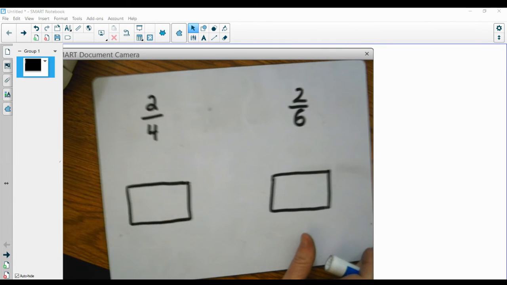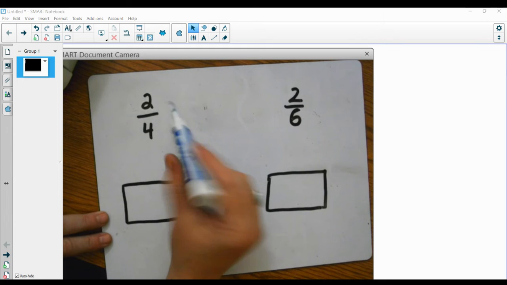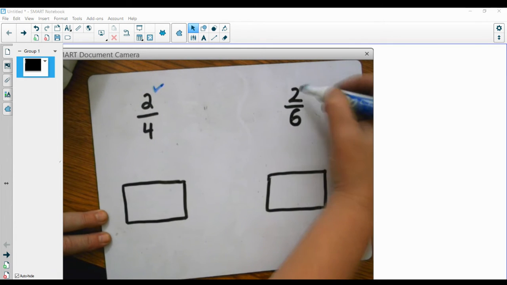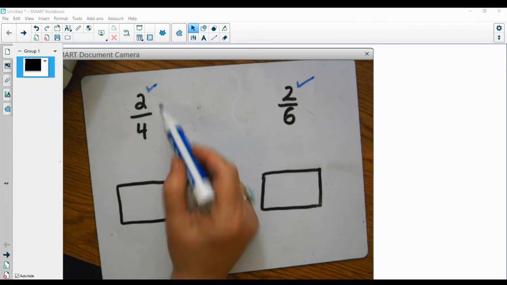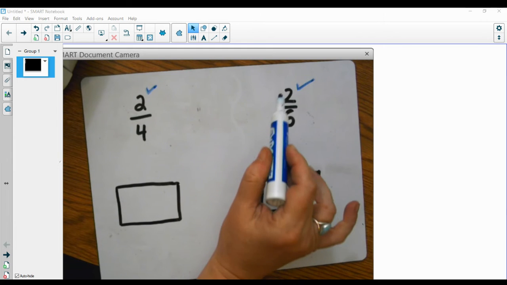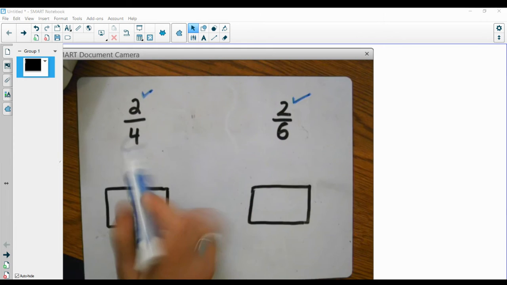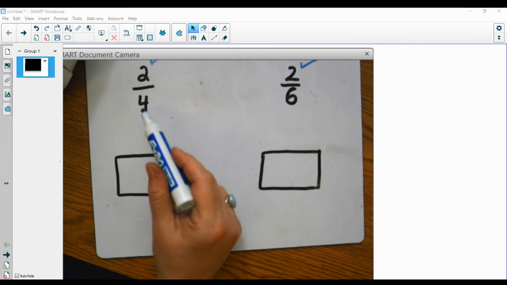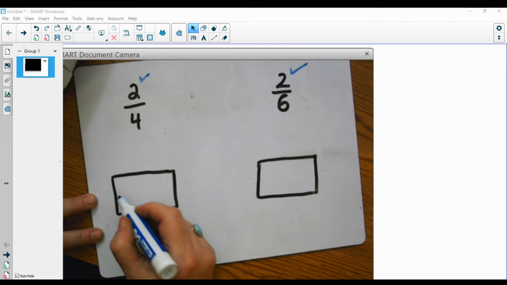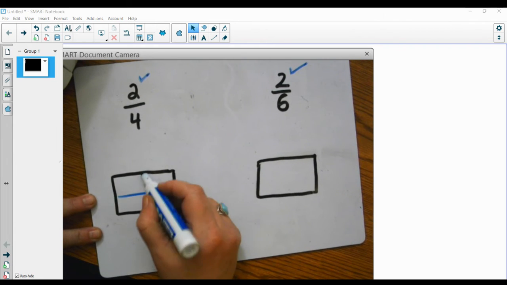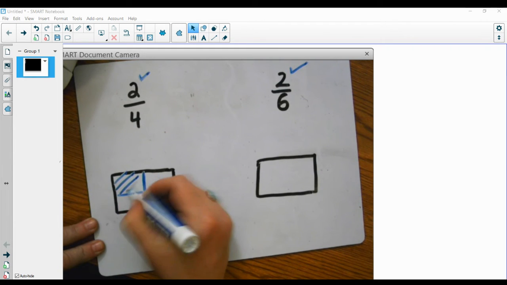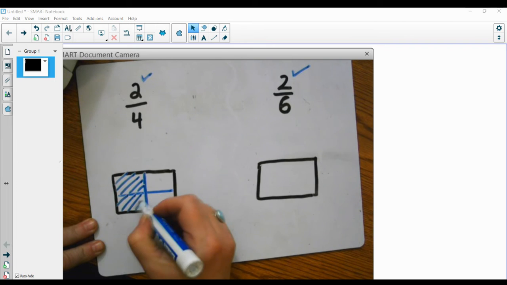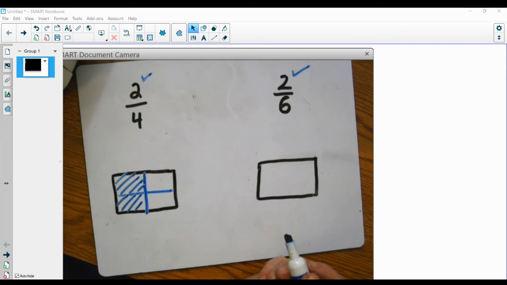Okay, same situation. We've got the same numerators, but we have different denominators. So we have to ask ourselves, would I rather have 2 out of 4 pieces or 2 out of 6 pieces? Visualize, kiddos. That 4 tells us that this unit has been cut into 4 equal pieces. 2 of them are going to actually give you half of the whole, because 2 is half of 4.